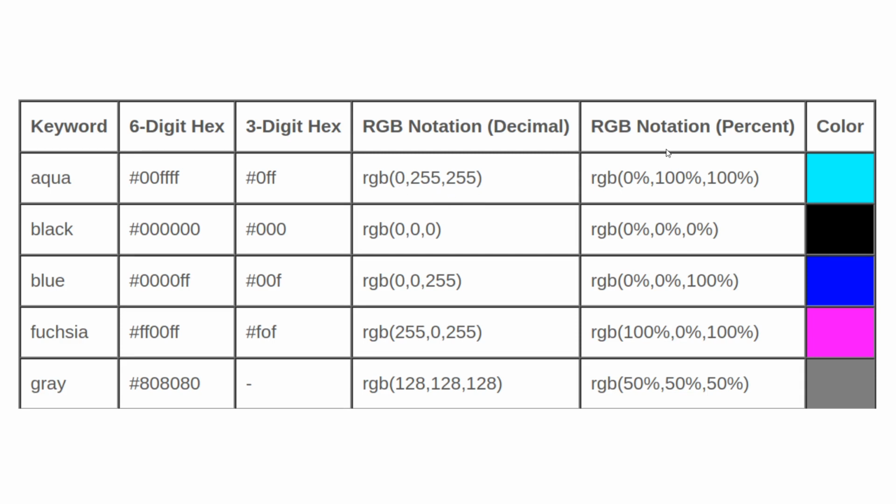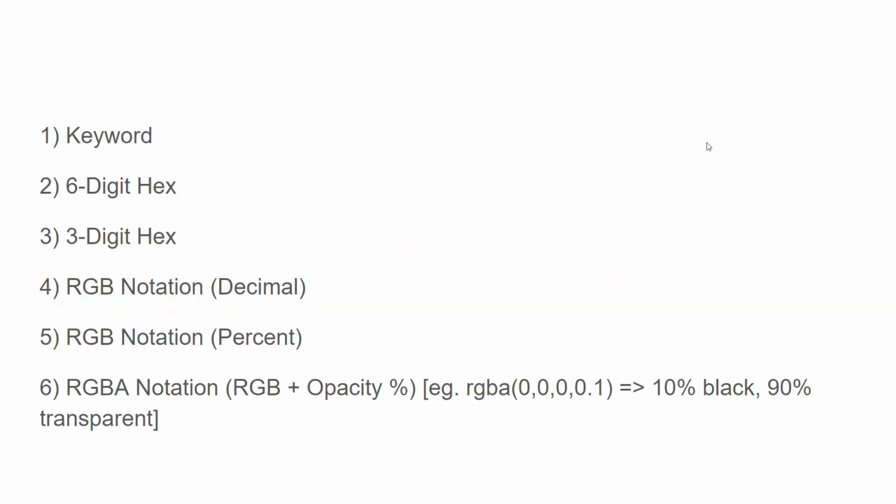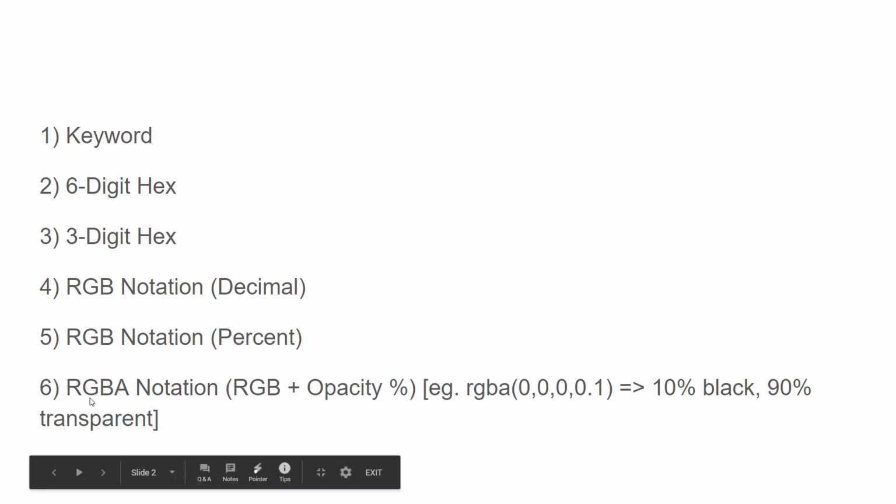Now RGB notation can also be specified in percentages. In that, instead of having these numbers in decimals, you will specify it in the percentages. That's all the difference is. So these are the 5 different ways of specifying color in CSS. Now there's also one special way of specifying opacity, which is the RGBA notation.